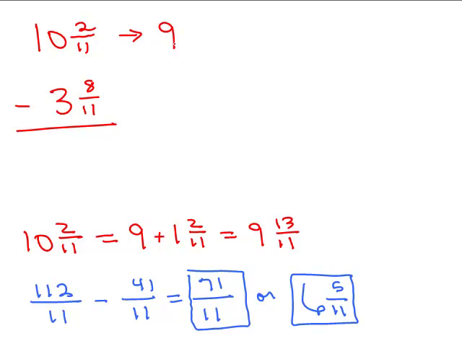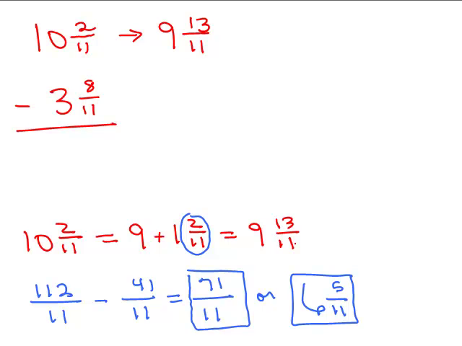Notice something kind of interesting here. When you change 1 and 2/11 to the improper fraction, look right here, the new numerator is just 2 plus 11 because you're doing 11 times 1, which is going to be still the denominator, 11, plus 2, whatever the numerator is. So if you're going to borrow, here's an easy way to do it. The denominator stays the same, and the new numerator will be whatever 11 plus 2 is. You add the numerator and denominator. So I can write 9 and 13/11.